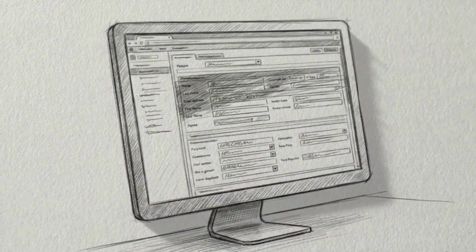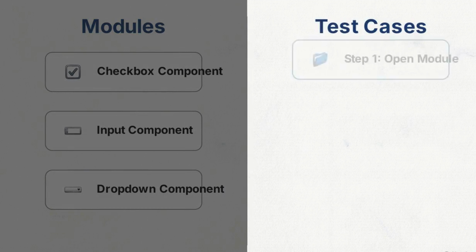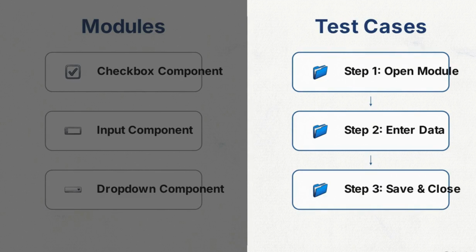Order transaction. Inside Tosca, we separate our work into 2 distinct categories. On the left, we have modules. These contain the raw technical data, the exact buttons, text fields, and structural code of the SAP interface. On the right, we have test cases. These represent the business logic, mapping out the chronological workflow a human would actually follow.